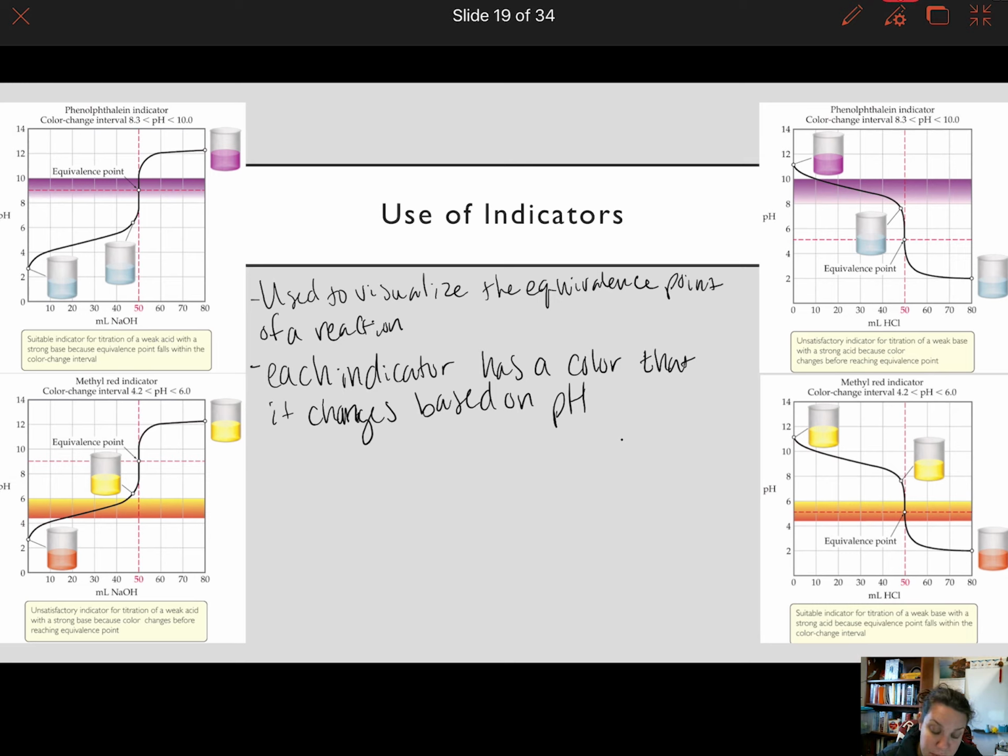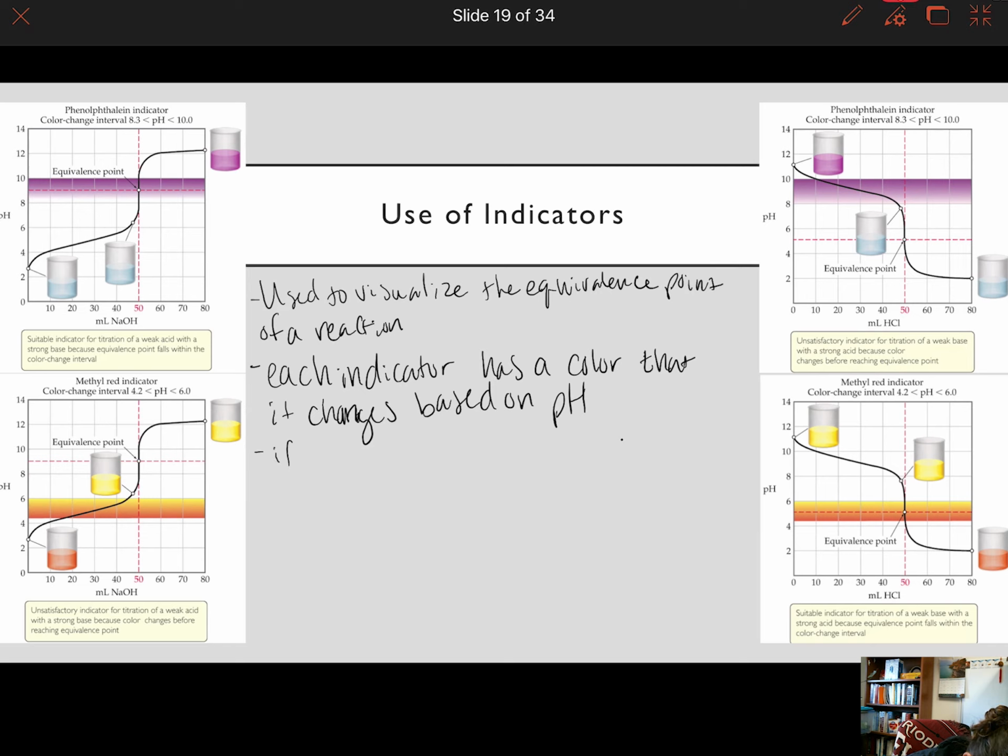And then methyl red is another option. Methyl red has a pH range between 4.2 and 6, which means it changes colors in that range. It's orange if it's really acidic, and yellow if it's a little less acidic. So it's good for an acidic titration, such as a weak base with a strong acid. There are other indicators outside of this, but these are the two most common for a weak acid with strong base, or a weak base with strong acid.